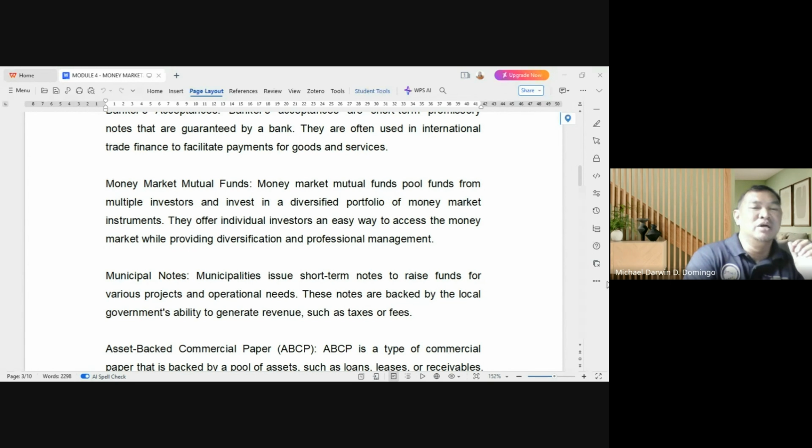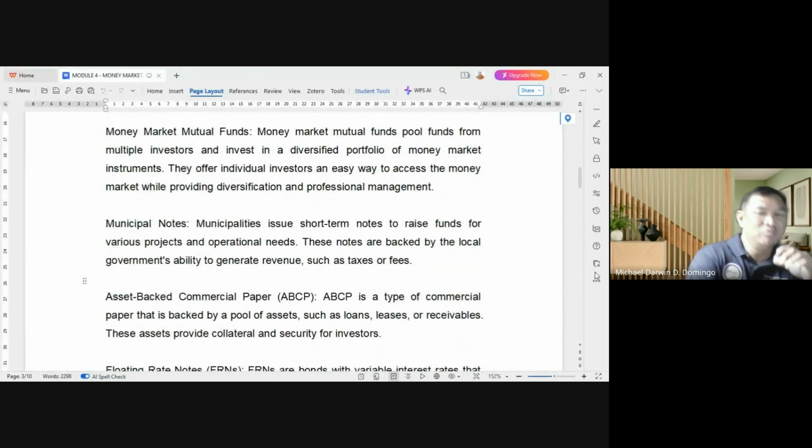Ayun, good. Asset-backed commercial paper or the ABCP. So this one is a commercial paper backed by a pool of assets such as loans, leases, or receivables. So they become collateral. So parang mortgage yan. Sa mga mortgage, let's say, kumuha ka ng Pag-IBIG, bahay para sa Pag-IBIG funds, o kaya car, di ba? They can take possession of your car pag hindi ka nakapagbayad, etc.